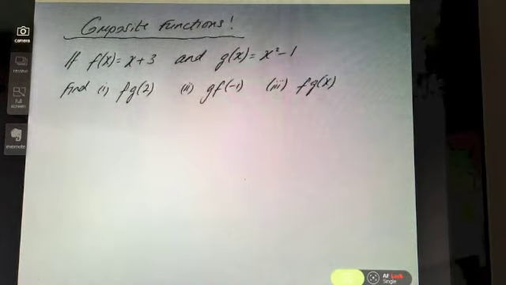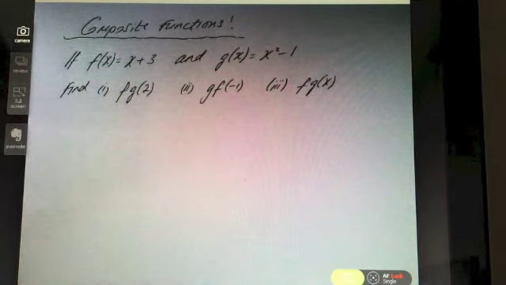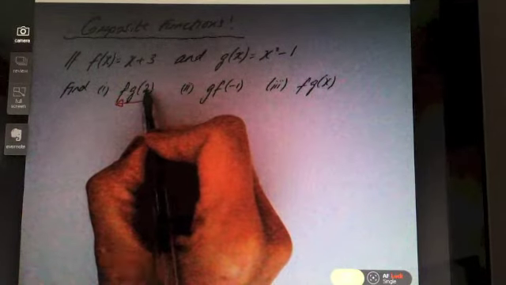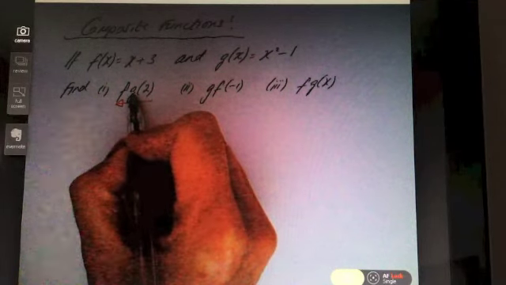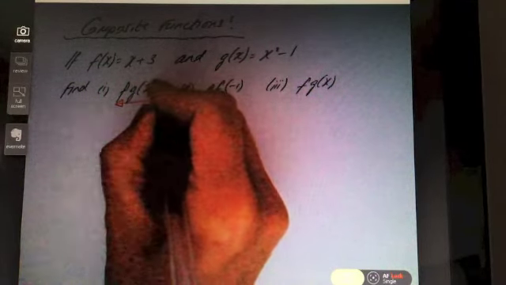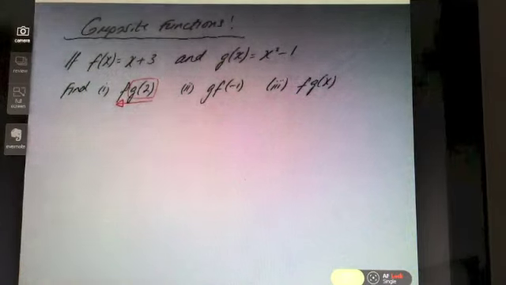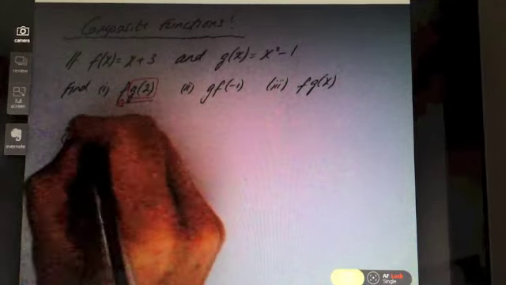So with composite functions, what you're going to do is work with the two functions at the same time, and you'll always read backwards. So we're going to put the 2 first into the g function, and then we're going to put whatever we get for that into the f function. Okay, that's how we're going to do this. So let's take, first of all, g of 2.